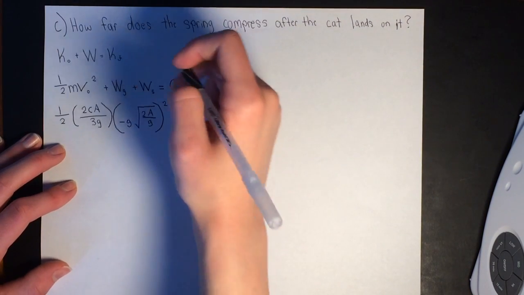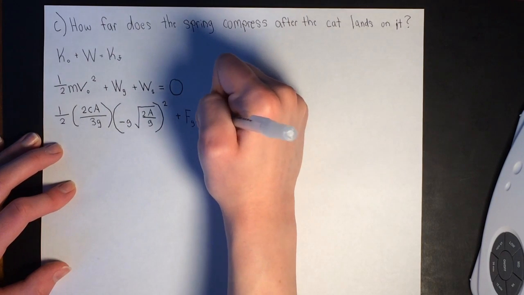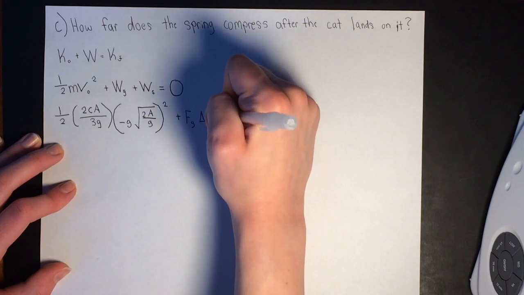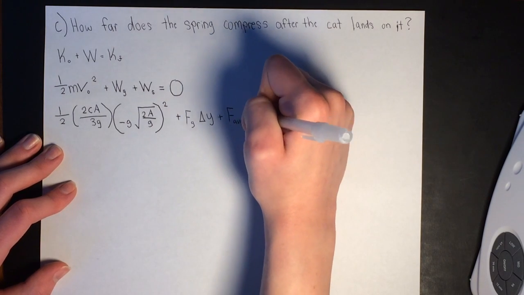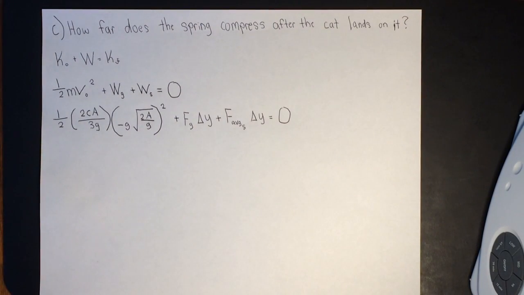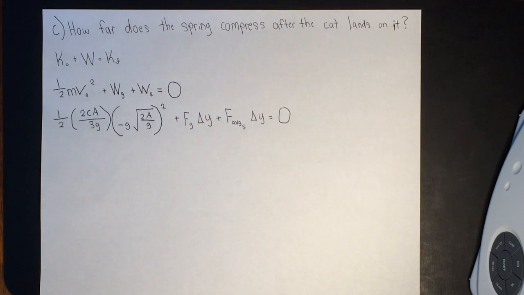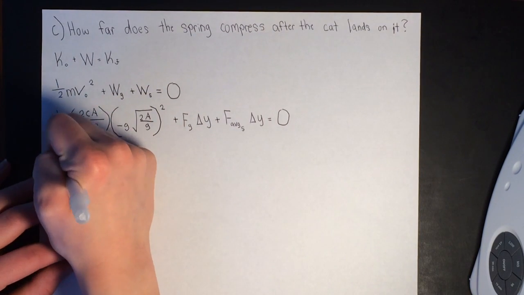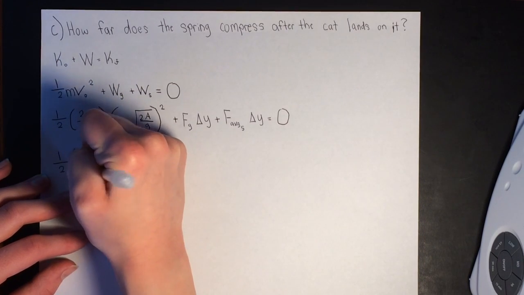So for gravity, the work by gravity is going to be equal to the force of gravity, which is constant, times the change in y of the cat. The work by the spring is going to be the average force of the spring times the change in y of the cat, and all that is going to be equal to 0. And here we're going to be solving for delta y, because that'll be how much the spring compresses, or how much the cat sinks into the spring. So one thing we can do is just simplify a little bit right here. We'll keep the 1/2 and the 2c over this.